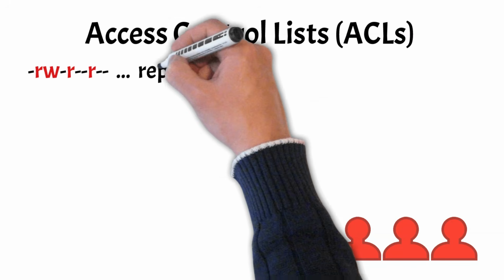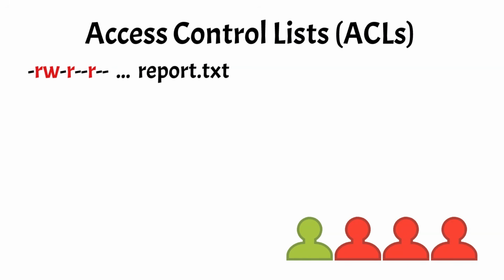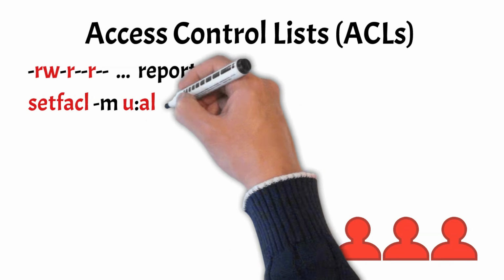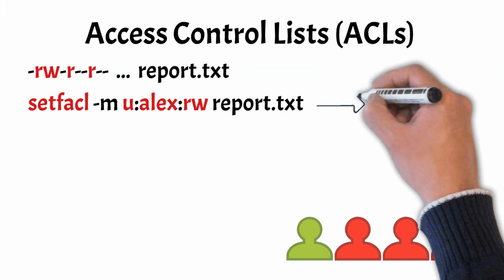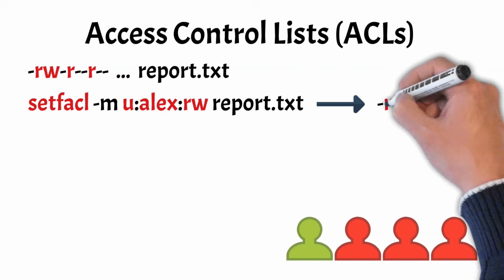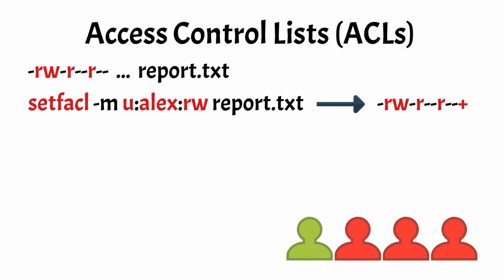For instance, if we have a file like report.txt and the user Alex needs both read and write permissions, despite not being the owner or a member of the group, we can grant him the needed access using the setfacl command like this. After applying the command, listing the same file using ls gives the permission string with a small plus sign at the end, indicating that extended ACLs are in use.